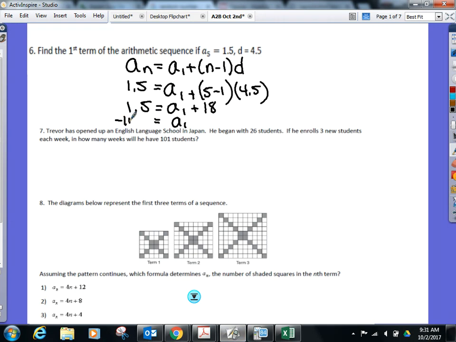Negative 16.5. Everybody good? Solving that. We're all right. Again, any term in the sequence, its position in there. Remember that as we go on to 7.